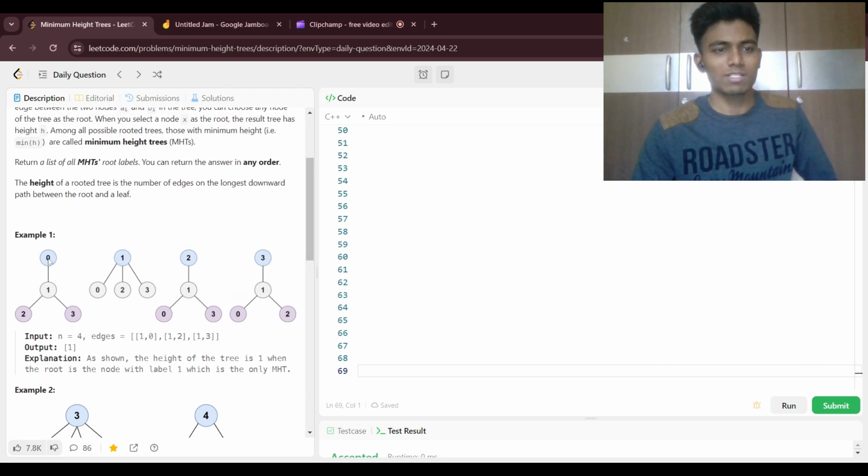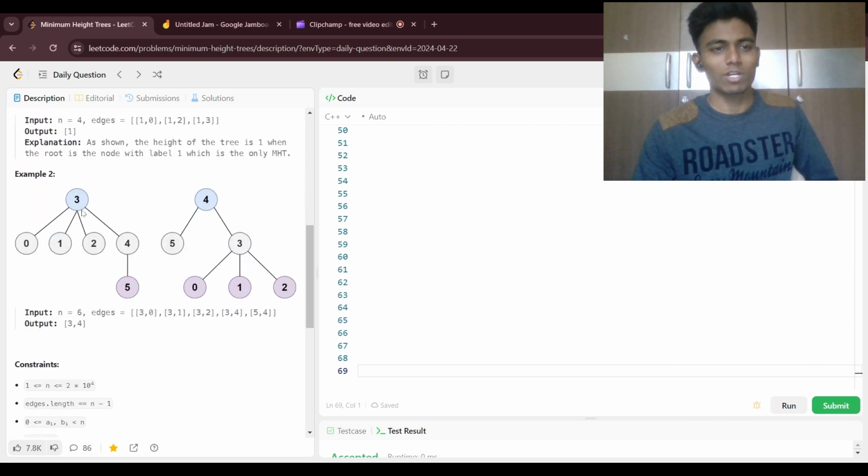That means, suppose if we consider 0 as root, then the height will be 1 and then 2. So this height will be 2, and if we consider 1 as a root, then the height is going to be 1. If we consider 2 as a root, then we'll have 2 as our height. And if we consider 3 as our root, then we'll have the height of 2. So that's why we need to consider only this particular case where we have 1 as a root, and we'll return this particular answer.